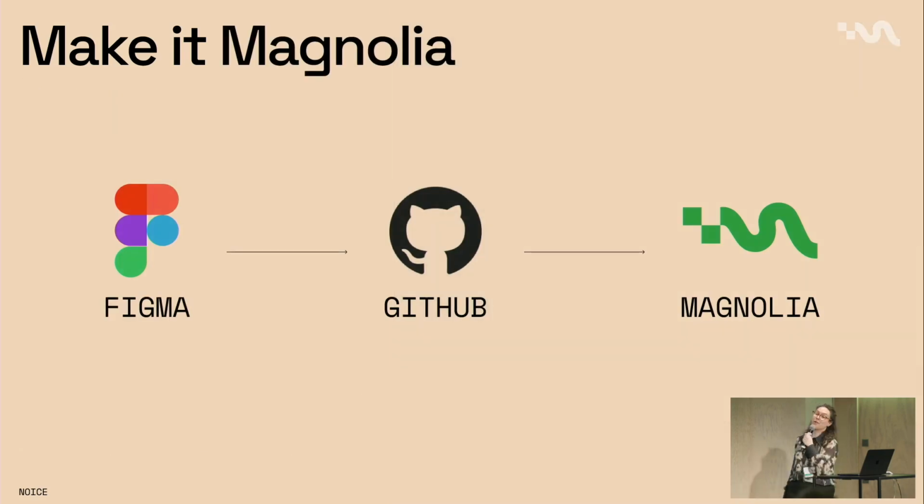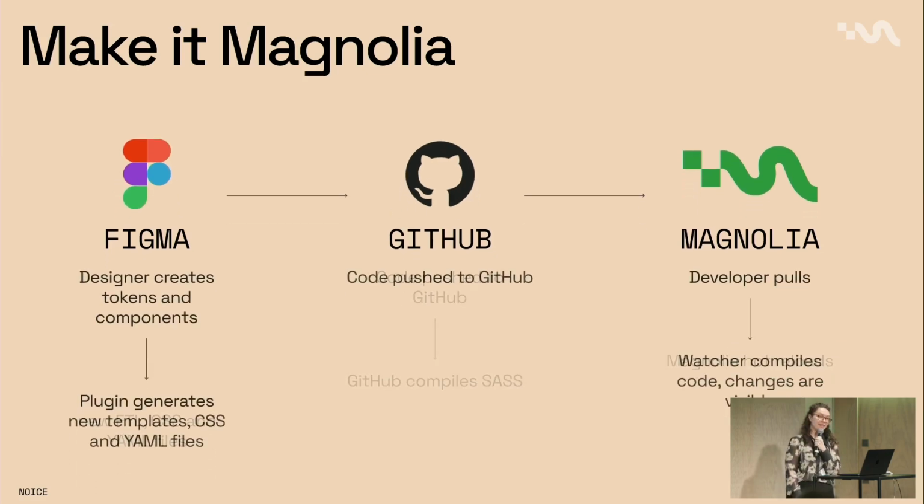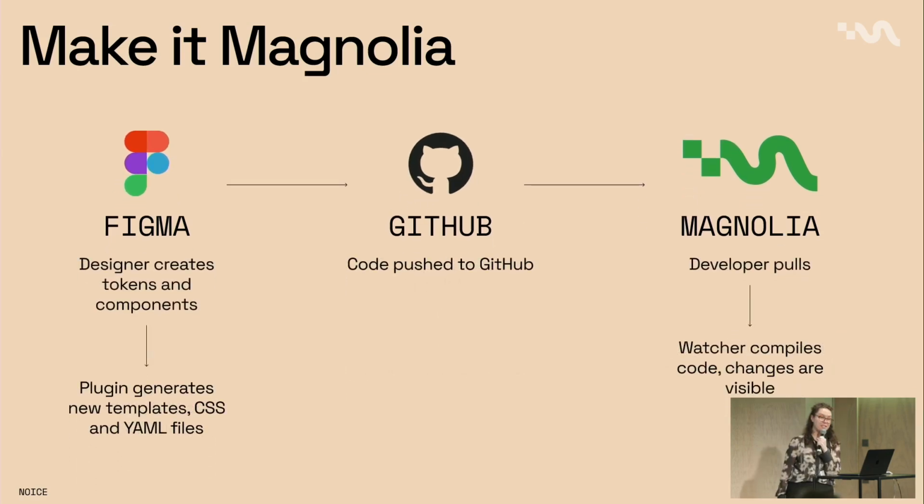So to come back to our approach, the final workflow is this. The designer creates the tokens and components in Figma. The plugin generates templates, CSS and YAML files, and pushes to GitHub. And then the developer pulls the changes and the new components are available in Magnolia. The entire cycle from design to deployment can happen in minutes.